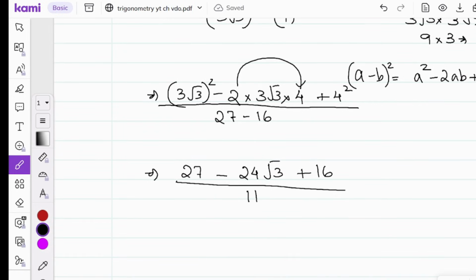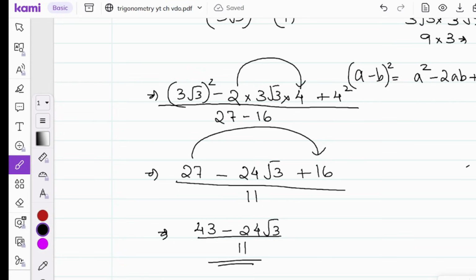Now what we should do? We should take these two numbers. What is 27 plus 16? 27 plus 16 equal to 43. 43 minus 24 root 3 the whole divided by 11. So what is our answer for this question? Its answer is 43 minus 24 root 3 by 11. Okay.